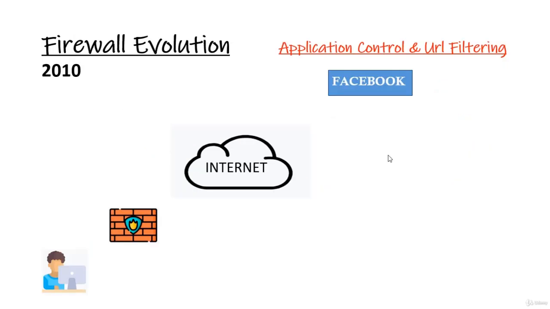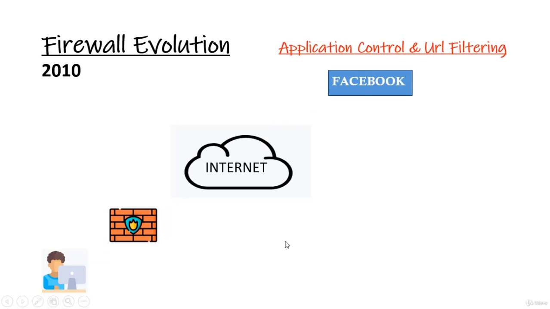2010. Internet is growing crazy and there are a lot of websites, there are a lot of applications. You cannot basically block all of them by using their IP addresses because they have a bunch of them. They're spreading like wildfire. So what we have in 2010, in that era, we have application control and URL filtering. I'm going to show you how that blade works.